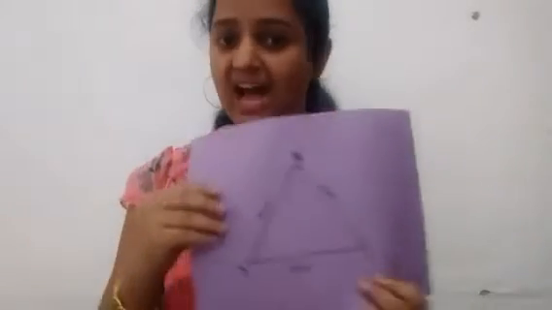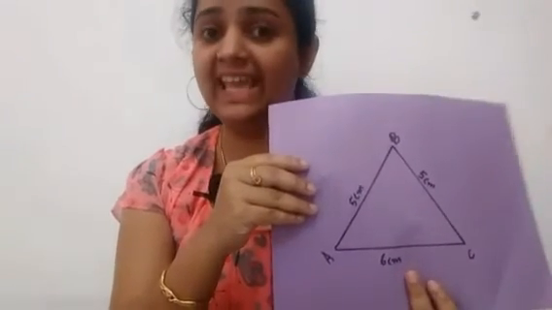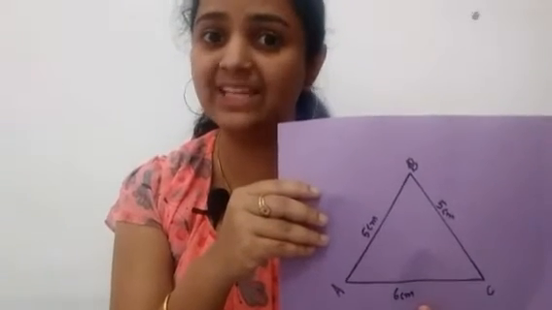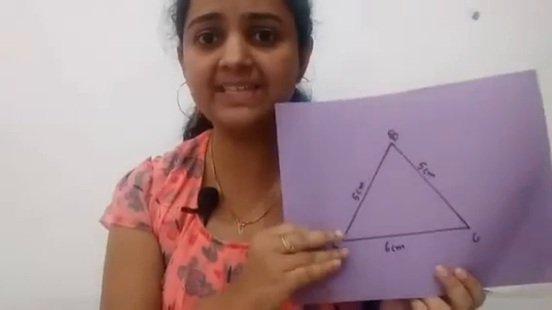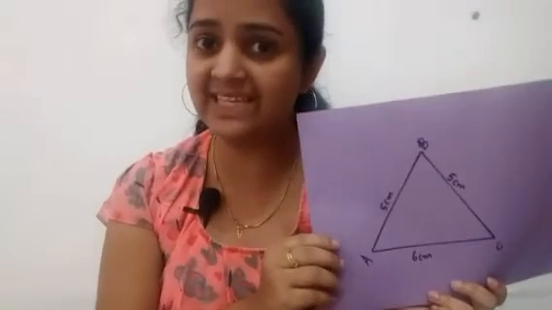You had already studied the problems for finding area of isosceles triangle. Try to recollect that. If you are not getting, I will help you. This is our triangle ABC. So finding the area of a triangle, we know that the equation is half into base into height. We know the base here, isn't it? Here base is 6 centimeter.